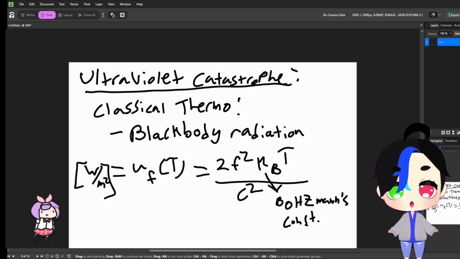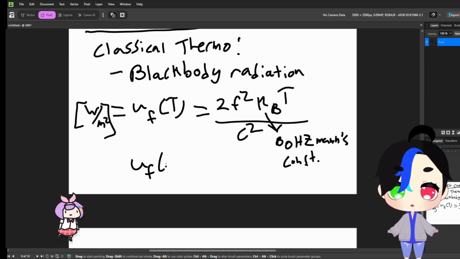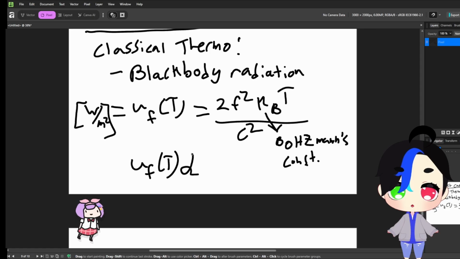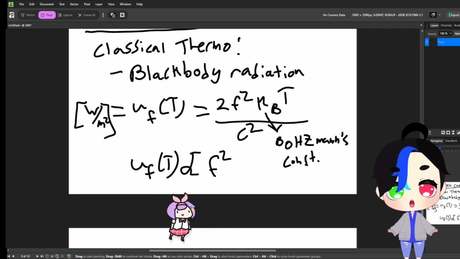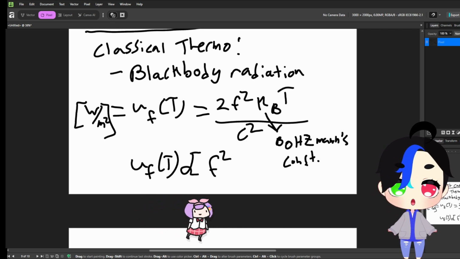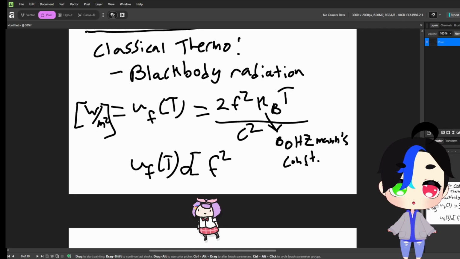What's important about this equation to note is that this spectral emittance is proportional to frequency squared, which means the higher frequency of light you have, the more emittance you get from that frequency.